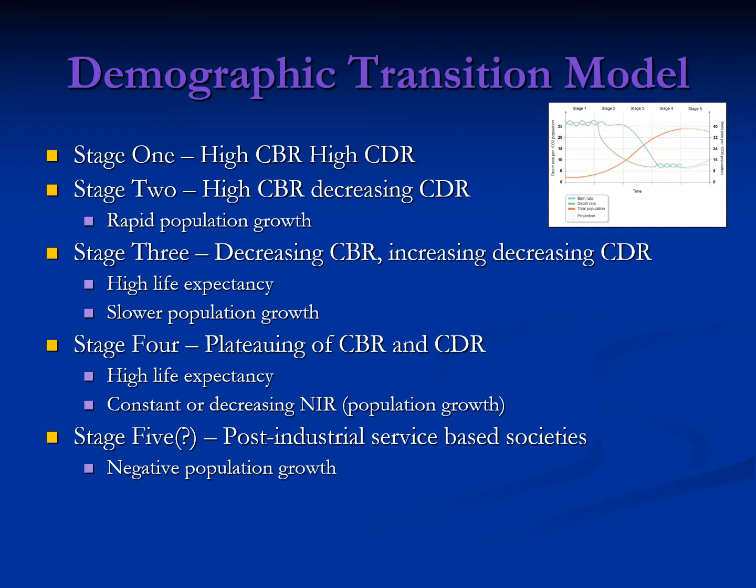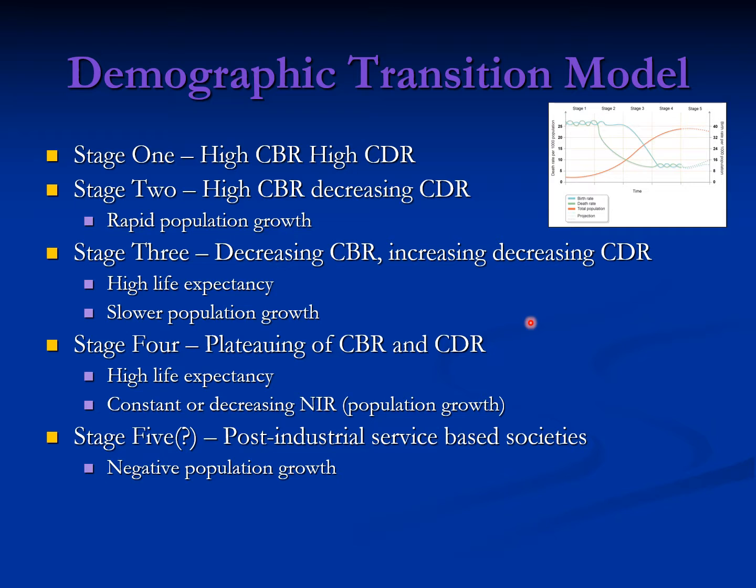The demographic transition model has 4 stages and possibly a number 5. Stage 1 has high crude birth rate, high crude death rate. Stage 2 has a high crude birth rate and a decreasing crude death rate. Rapid population growth still, as in stage 1. Stage 3, decreasing CBR, crude birth rate, decreasing CDR, crude death rate. We have high life expectancy and slower population growth.